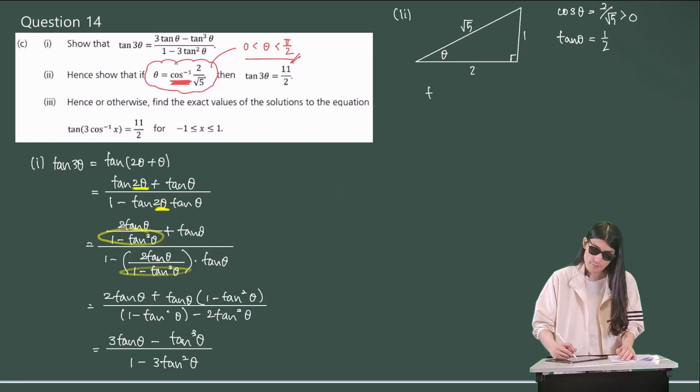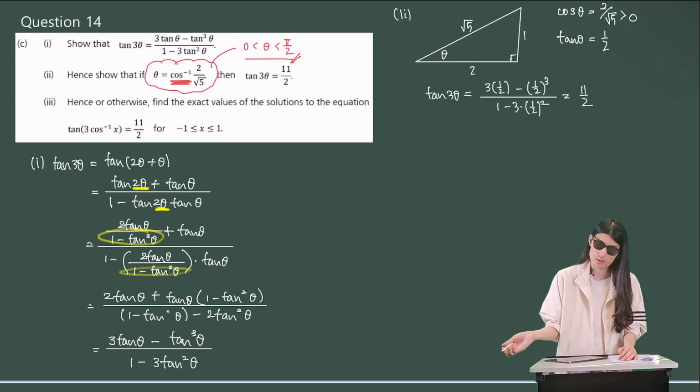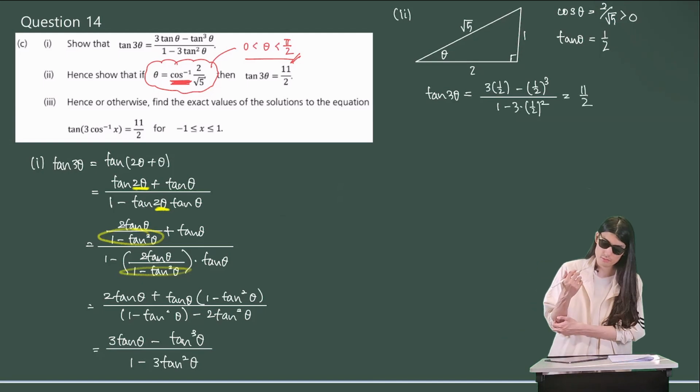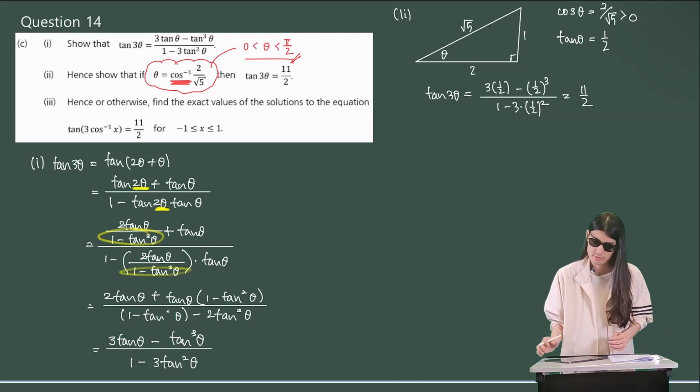So by part I, tan 3 theta, if tan theta is half, then tan 3 theta, 3 times half minus half cubed all over 1 minus 3 times half squared. Put that in the calculator, you get 11 on 2 as required. Okay?